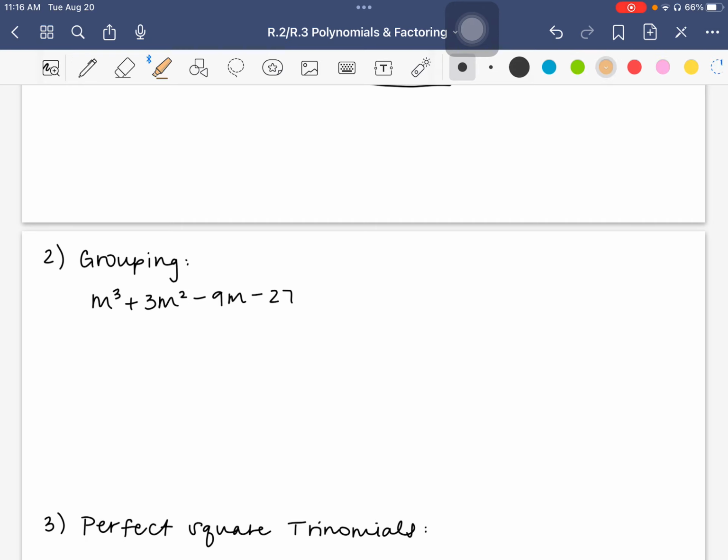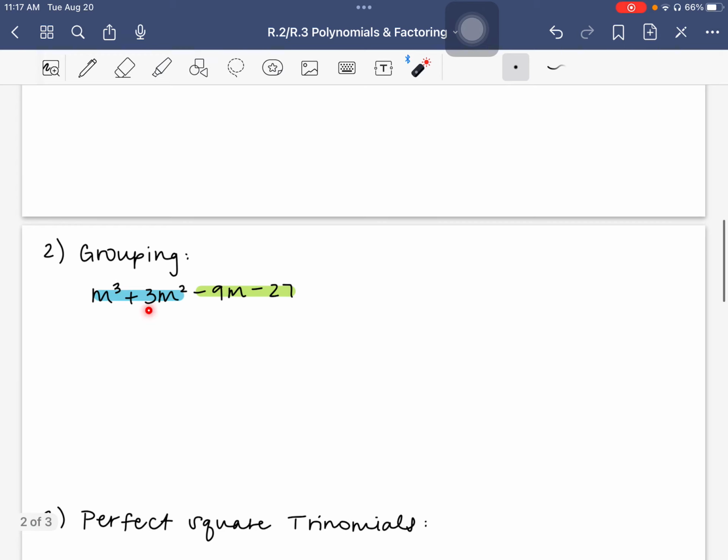All right, so first we'll look at, we will literally group these terms. So we'll group these two terms here, and then these guys here. So factoring our m cubed plus 3m squared, we know that we have an m squared term for both. And then pulling that out, we end up with m plus 3 there.